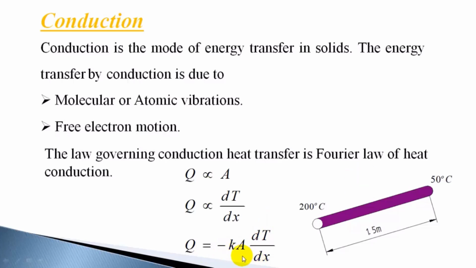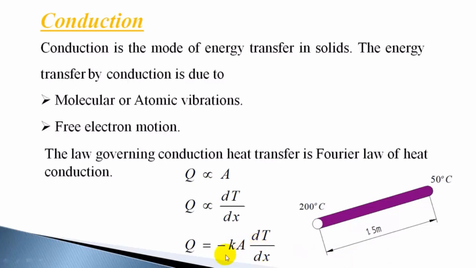So Q is equal to minus K A dT by dx, this is Fourier's law of heat conduction. K is the thermal conductivity and its unit is watts per meter degree centigrade or watts per meter Kelvin. Because a temperature difference is involved, you can use either degree centigrade or Kelvin. 1 watt per meter degree centigrade is equal to 1 watt per meter Kelvin, because 1 degree centigrade temperature change is equal to 1 Kelvin temperature change.